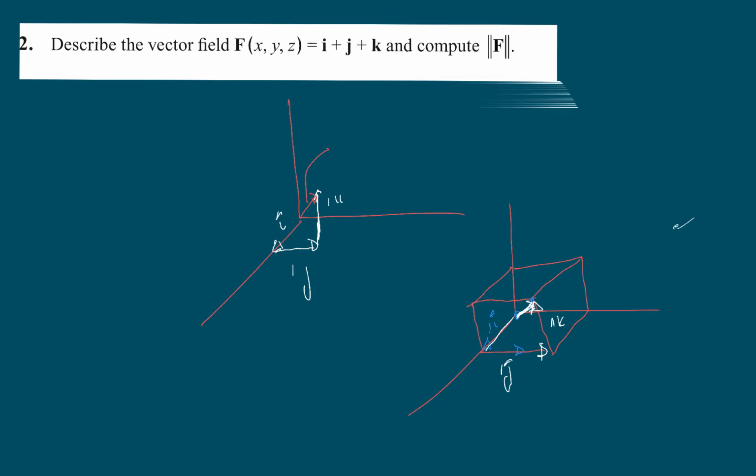And it exists at any point in space. And what is the magnitude? Well, the magnitude of a vector is the square root of the sum of the squares of the components. The i component is 1, the j component is 1, and the k component is 1. So it's 1 squared plus 1 squared plus 1 squared, so it's the square root of 3. So this is the magnitude.